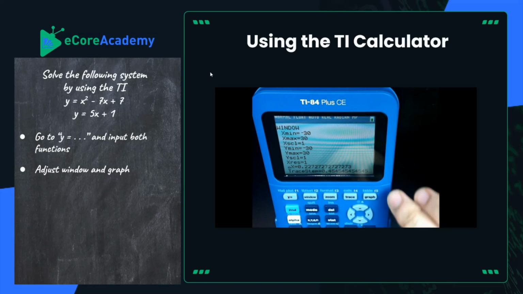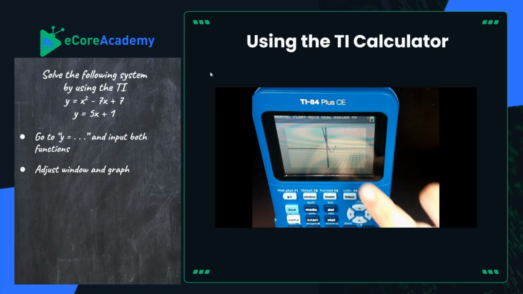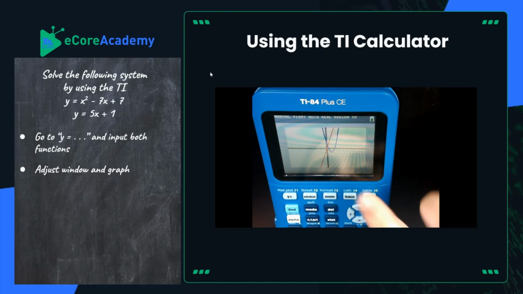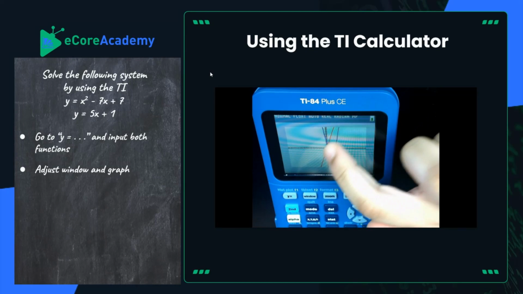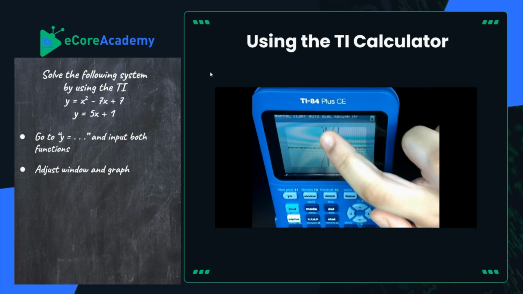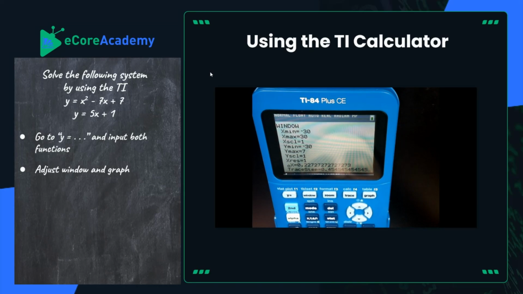So now that we've adjusted those, let's graph and let's see. There is our quadratic, and there is our linear equation. As you can see, our linear equation actually keeps going. It's going off the graph. So what we want to do is increase our y max. So let's go back to window. Just for good measure, I'm going to put it all the way up to 70 and hit graph.